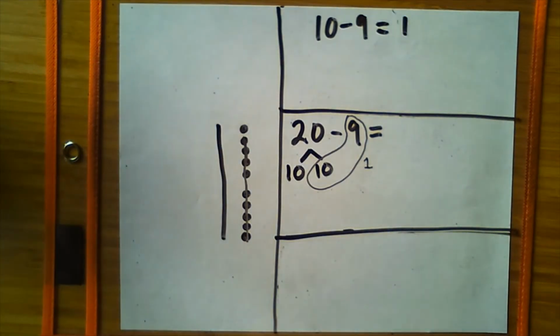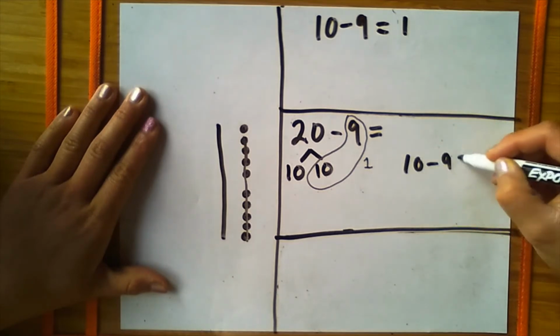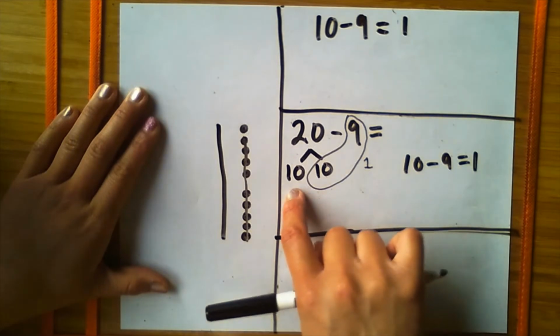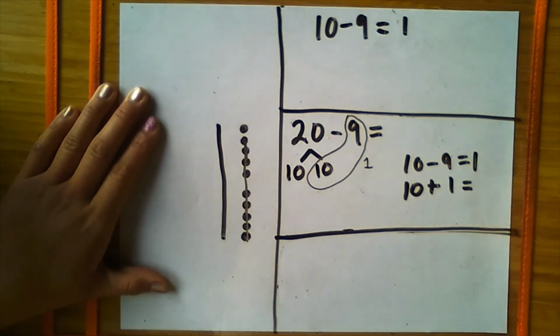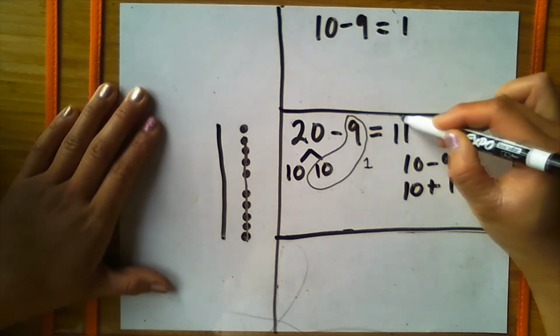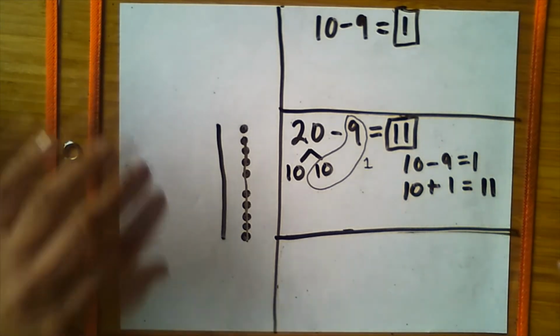So let's go ahead and write down our number sentence. 10 minus 9 equals 1. And we still have that 10 left there. So let's go 10 plus 1 equals 11. So our solution is 11. And let's go ahead and box that in. Let's box in our solution too for 20 minus 9.